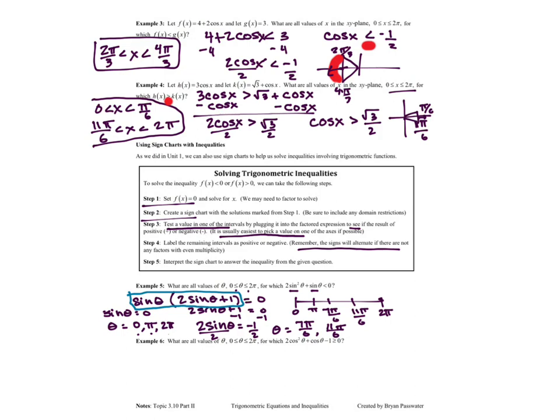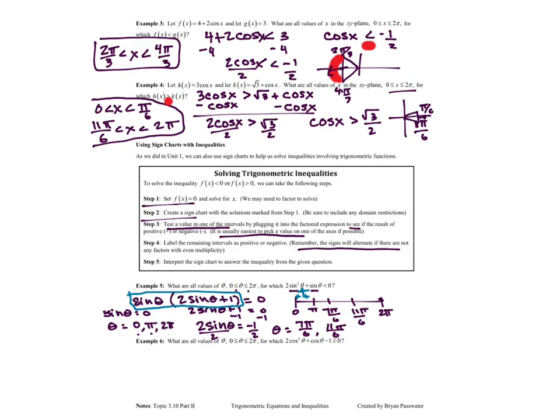So on the interval from 0 to pi, sine is positive. So this first piece, sine of whatever, is positive. Let's plug in something nice between 0 and pi. Let's plug in pi over 2. Sine of pi over 2 is 1. So I get 2 times 1, plus 1, positive. So on the interval between 0 and pi, we're positive.